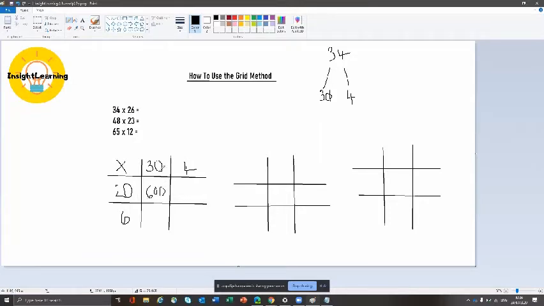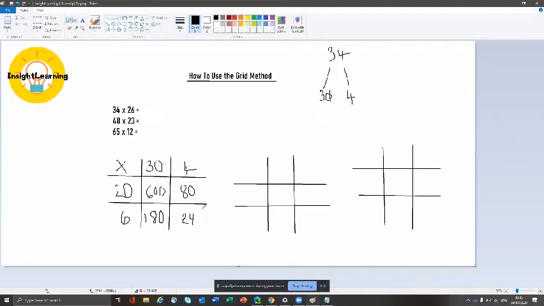So now we've done 20 by 30, now we have to move on and do 20 by 4. 20 by 4 is 80. Now, let's move on to the number 6. Now we do 6 times 30, which is 180. Now we do 6 times 4, that's 24.